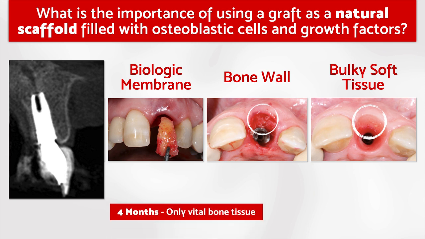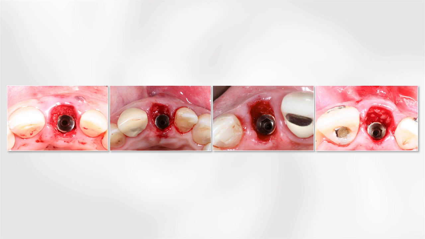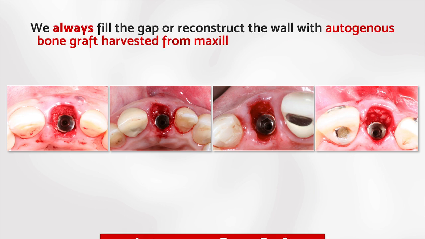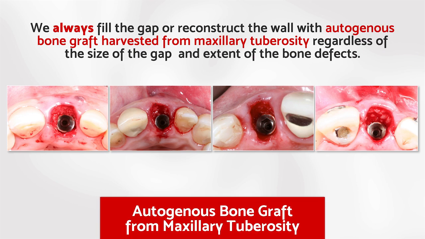This is the CBCT scan that was taken after 4 months. You can only see here vital bone tissue, completely remodeled and incorporated. And pay attention also that the bone graft that we placed over the implant platform still remains over the implant platform. That's amazing. This is what we were looking for for many years. So we always fill the gap or reconstruct the wall with autogenous bone graft harvested from the maxillary tuberosity, regardless of the size of the gap and extent of the bone defects.